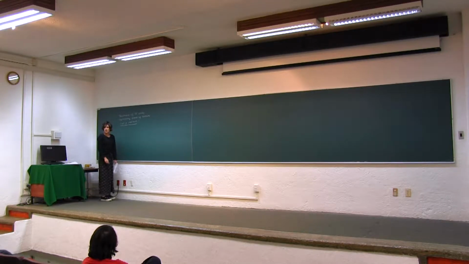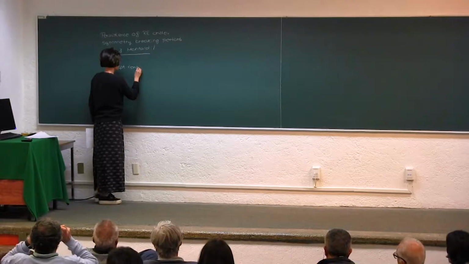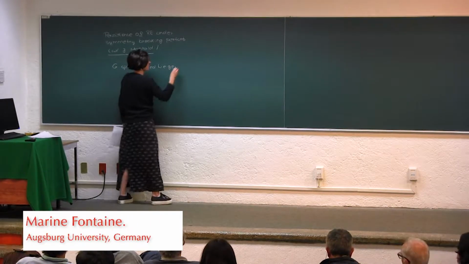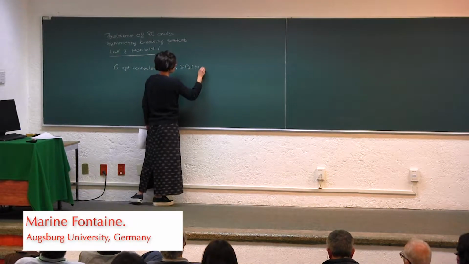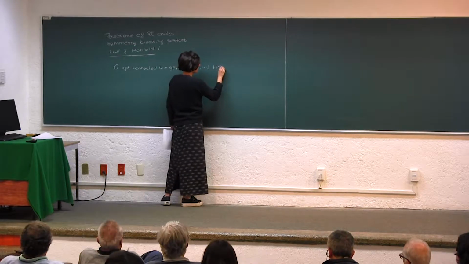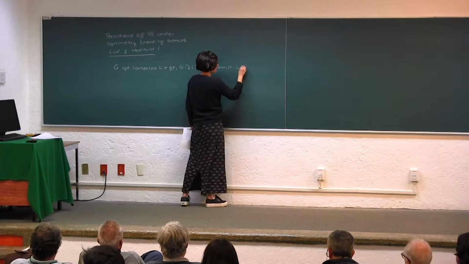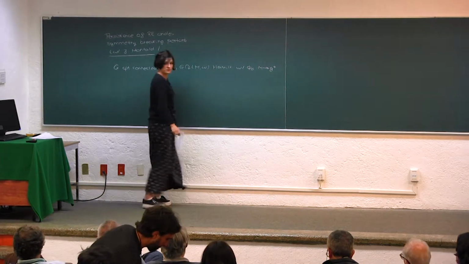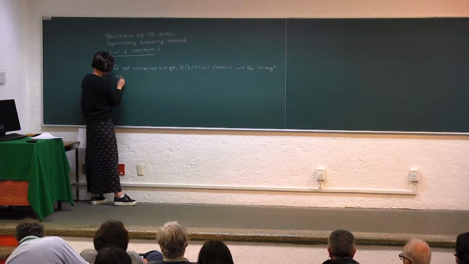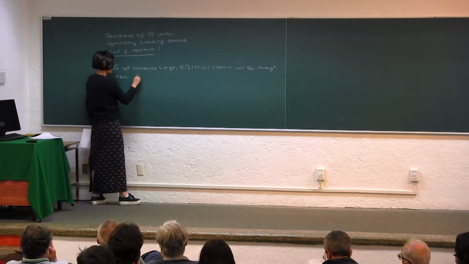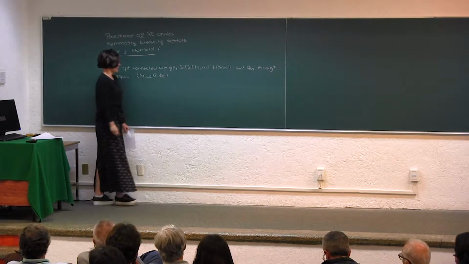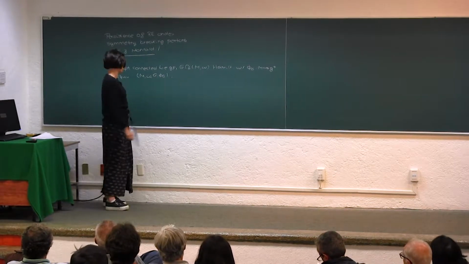So the setting I will start with: G will be a connected compact Lie group, and it acts on a symplectic manifold. And the action is Hamiltonian, with a moment map phi_G from M to the dual of the Lie algebra of G, and it will be supposed to be equivariant. And so I will always write the quadruple here, which will be a Hamiltonian G-manifold.